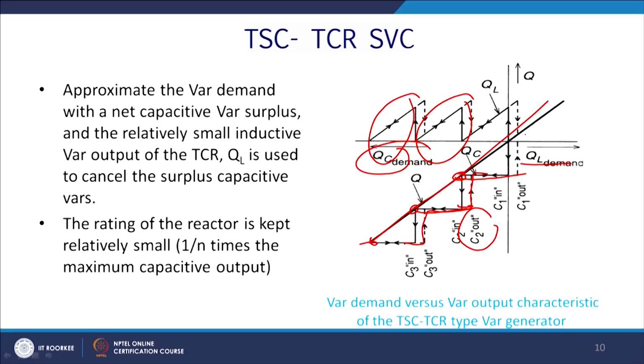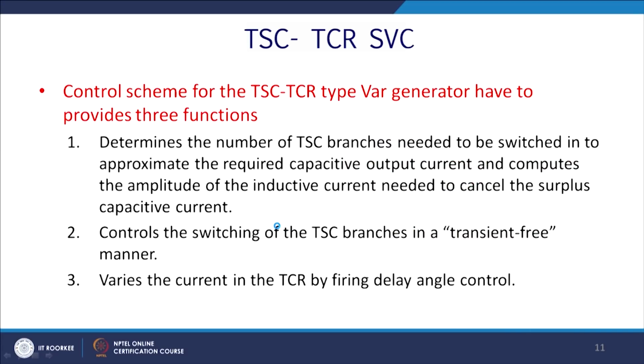Thus, what we can conclude from these discussions: the approximate VAR demand is met with a net capacitive VAR surplus and a relatively small inductive VAR output of the TCR, and QL is used to cancel the surplus reactive VAR. So, this is actually a small amount of reactive VAR. The rating of the reactor is kept relatively small, that is 1 by n times the maximum rating of the capacitor voltage and the capacitive MVAR.